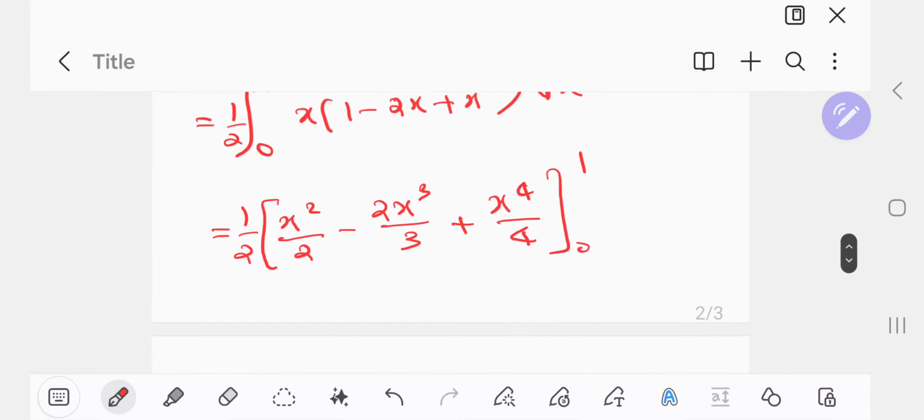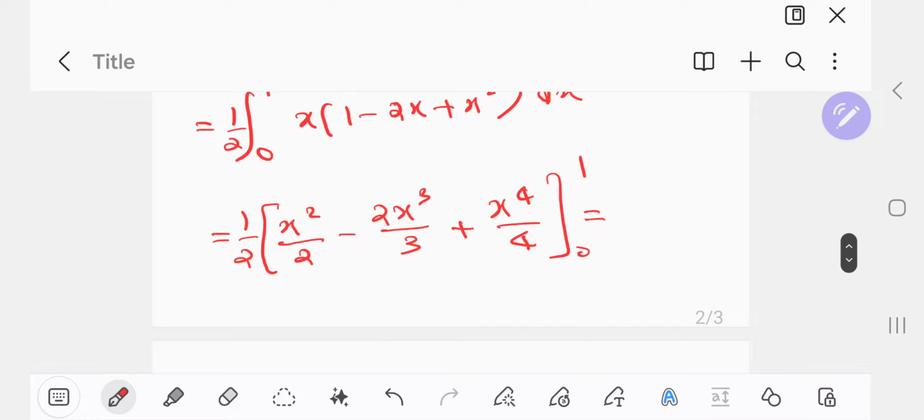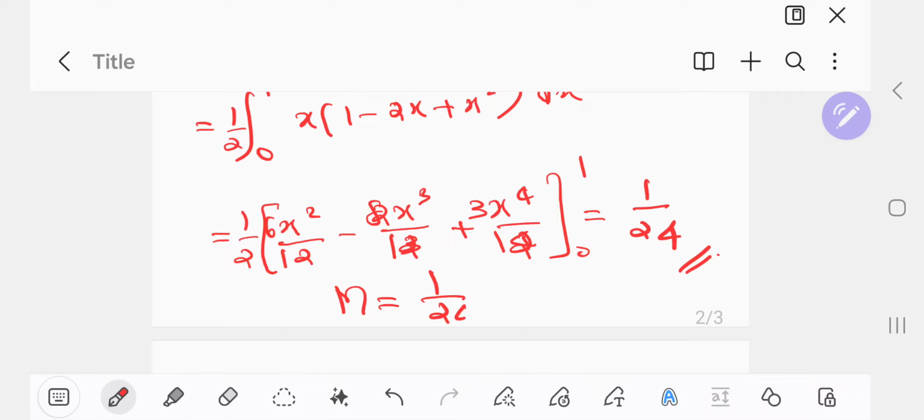Which is equal to, you can take the common denominator 12. 6 by 12 here, 8 by 12 here, and 3 by 12. Then it is 6 minus 8 plus 3, which is 1 by 12. So 1 by 24, right? So the mass of this lamina is mass equal to 1 by 24.